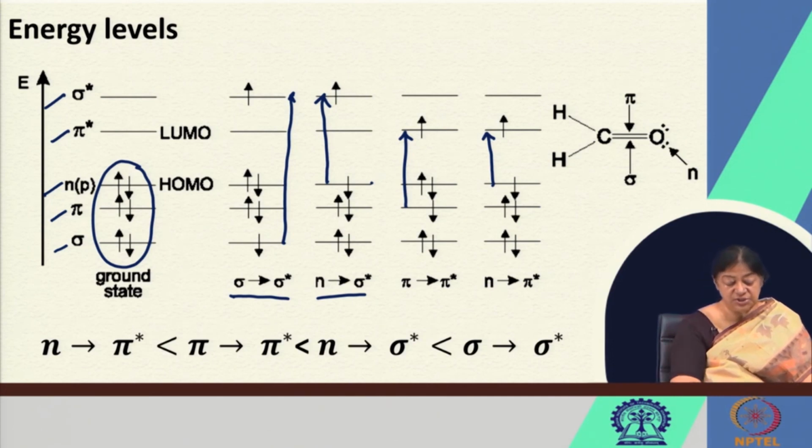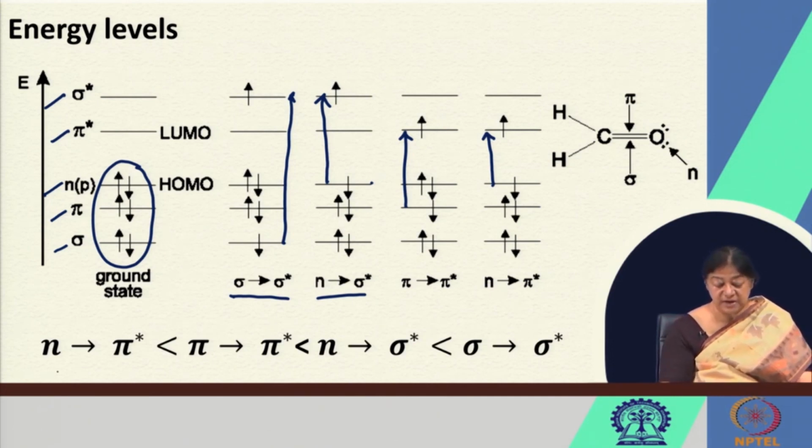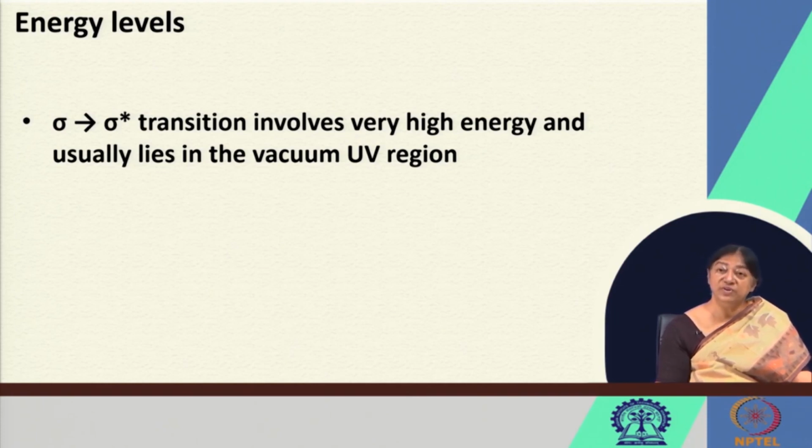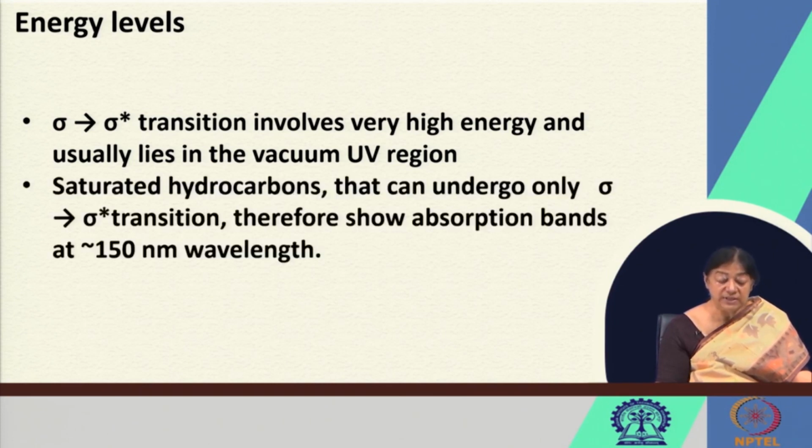So, if we look at the transitions, we see that the n to pi star is less than the pi to pi star, less than the n to sigma star, less than the sigma to sigma star in terms of the energy levels that we are talking about. Now, we saw that the sigma to sigma star transition involves very high energy and usually lies in the vacuum UV region. Now, how was that known? Because from the energy value, we can calculate the lambda, and from the lambda value we can determine which region of the electromagnetic spectrum this falls into.